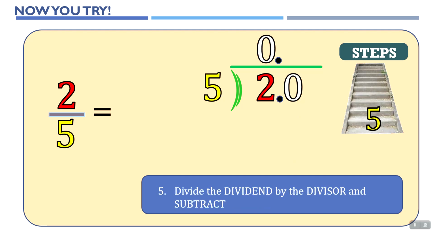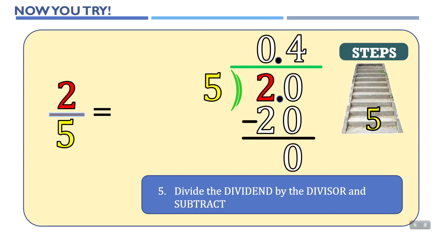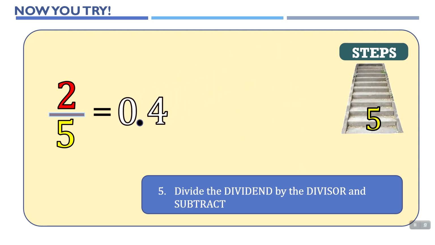Step 5, divide the dividend by the divisor and subtract. 5 into 20 goes 4 times. 4 times 5 is 20. When we subtract, we get 0. And now we are finished. Our answer is 0.4. 2 over 5 is equal to 0.4.